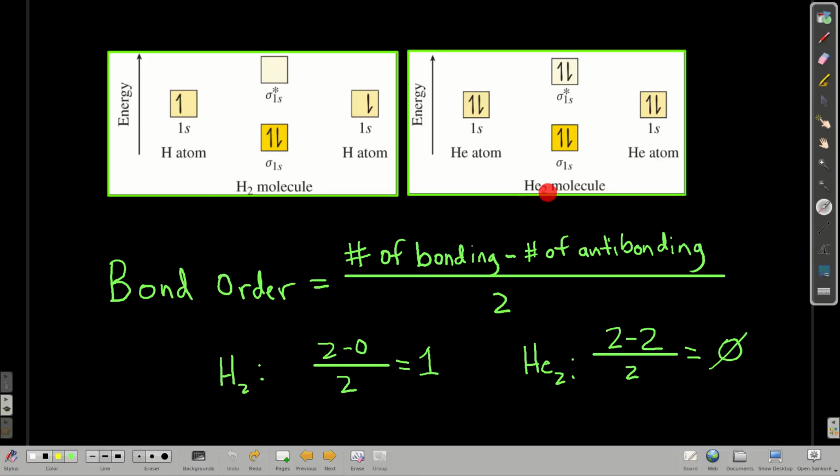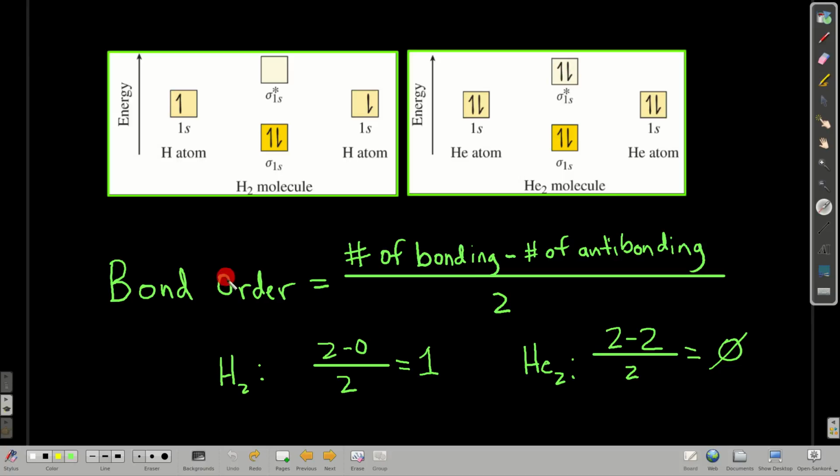Now let's look at the helium molecule, if there were such a thing, He2. And we can do the same sort of thing. The difference here is that we have 2 electrons coming from each atom, so when we start putting them into the molecular orbitals, we put 2 in here, there's still 2 other valence electrons left. They have to go up in here. Now, what does that mean?